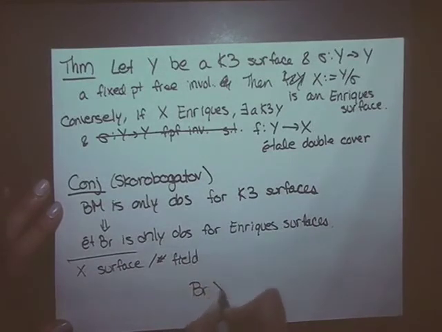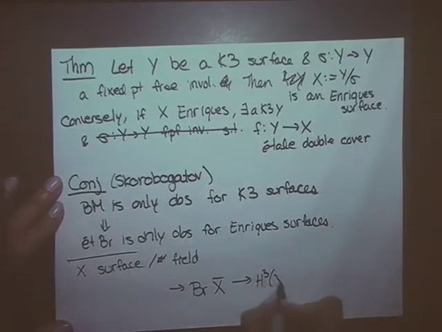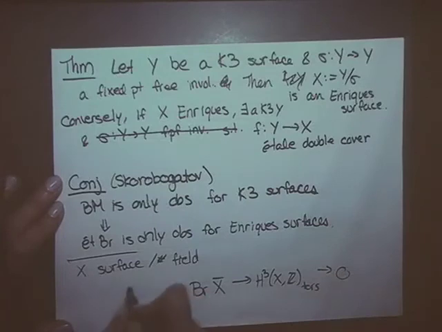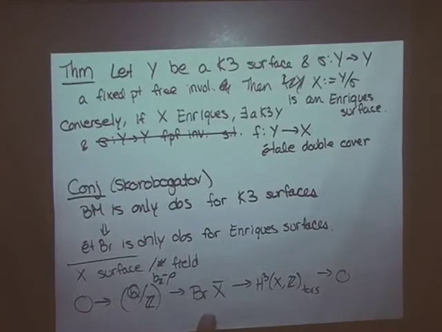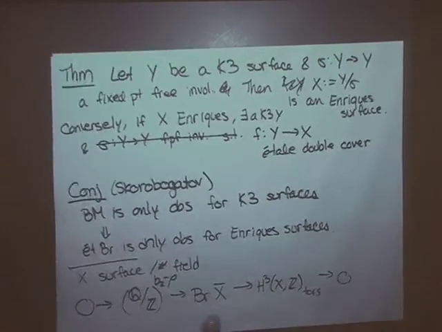then Br X-bar fits into an exact sequence. On one side, you get H^3(X, Z) torsion. And on the other side, you get (Q/Z) to the second Betti number minus the Picard rank, geometric Picard rank. All of this is over X-bar. Okay, so if you remember, when X is a K3 surface, what did you learn from Anthony Várilly-Alvarado's first lecture? You learned that b_2 was 22, and rho was at most 20. So this is huge.